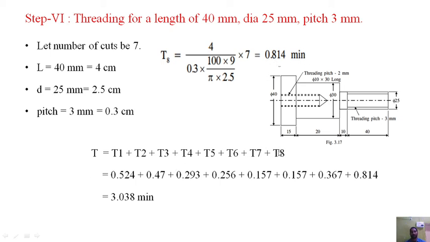If you keep on adding all those timings, this is for the turning operation from 50 to 45, this is for 45 to 40, this is for 40 to 30, this is for 40 to 35, this is for 35 to 30, and this is for 35 to 25, this is for the drilling operation, this is for the tapping operation, and this is for the external thread operation. So keep on adding all these times and you will get the total time as 3.038 minutes. So the total time required for this operation is 3.038 minutes per piece. So thank you for watching.